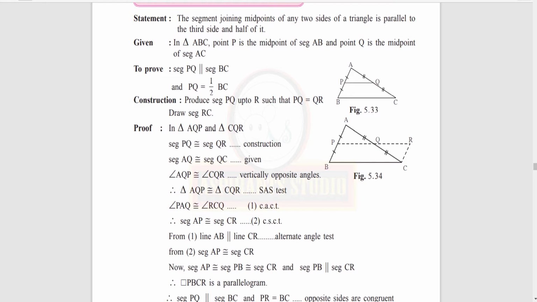Now since it is a parallelogram, we can write segment PQ is parallel to segment BC. Because PR is parallel to BC and PQ is part of it, and Q lies between P and R, we can write PQ is parallel to BC. And also PR is equal to BC, as opposite sides of the parallelogram are congruent.